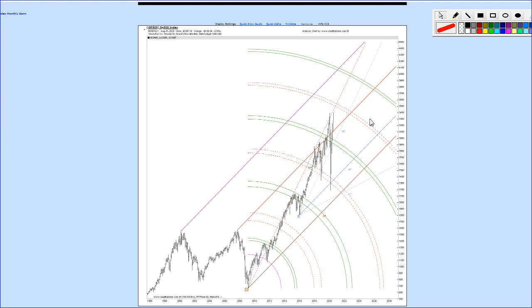Today we're going to talk about hot inflated markets. Now we're looking at a chart here, which is the S&P 500. I've shrunk it down a bit so I can get the chart into the video screen. This is a monthly chart of the S&P 500.